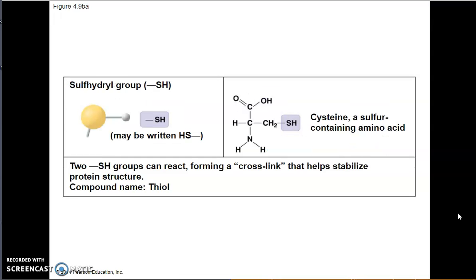A sulfhydryl group, or SH, consists of a sulfur atom bonded to a hydrogen atom to the backbone. This group resembles a hydroxyl group in shape. Organic molecules with sulfhydryl groups are called thiols. Two sulfhydryl groups can interact to help stabilize the structure of proteins.